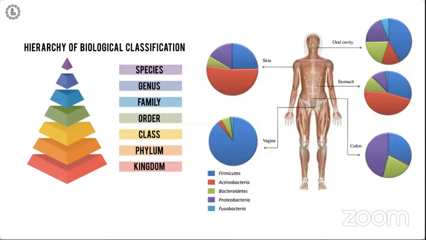So we see that in the hierarchy of biological classification, this is what we will be characterizing: the microbial community in different tissues. The most studied organ is the gut, but the gut is not the only place where these communities live. Specific microbiomes actually coexist with us, the host, and they are all vital for our health.